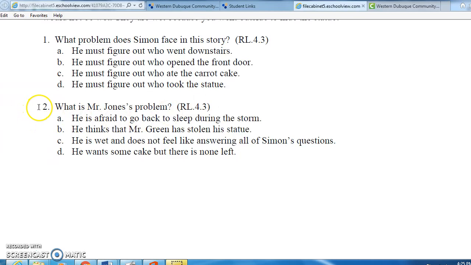Number 2. What is Mr. Jones's problem? A. He is afraid to go back to sleep during the storm. B. He thinks that Mr. Green has stolen his statue. C. He is wet and does not feel like answering all of Simon's questions. Or D. He wants some cake, but there is none left. Please stop the video now and go back to the passage to look for your answer.